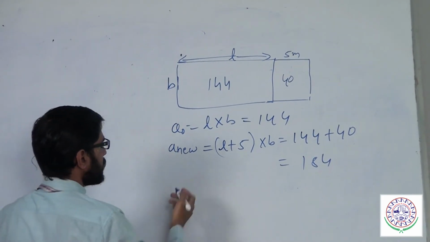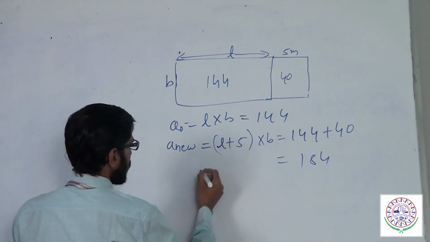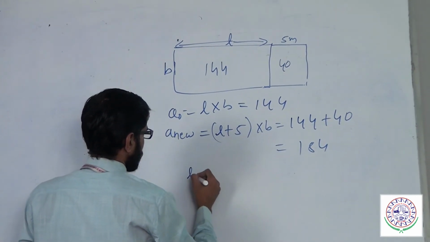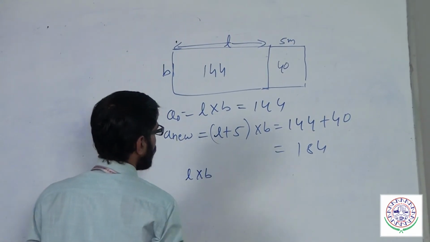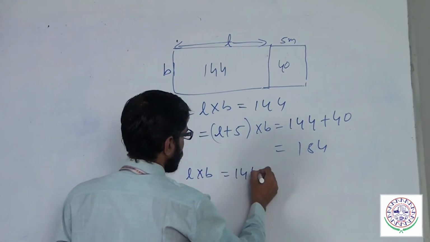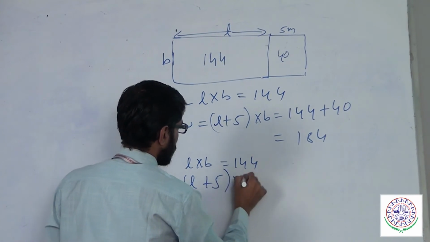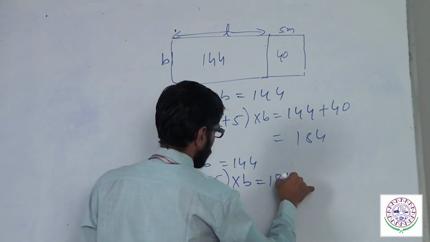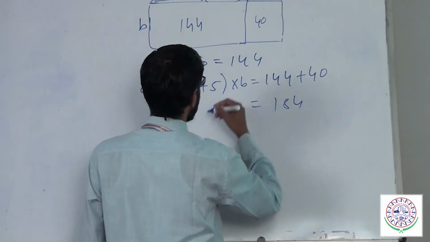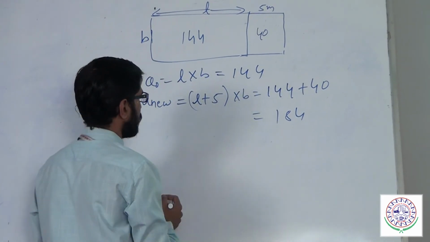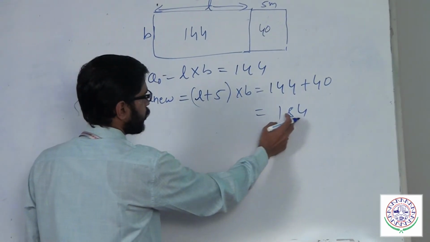So now we know two equations, and we can find it directly. L into B is equal to 144, and (L plus 5) into B is equal to 184.